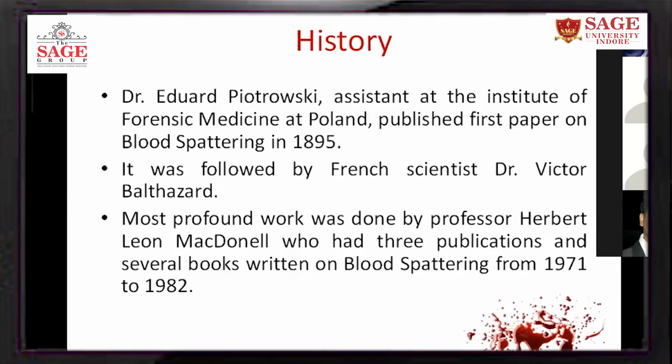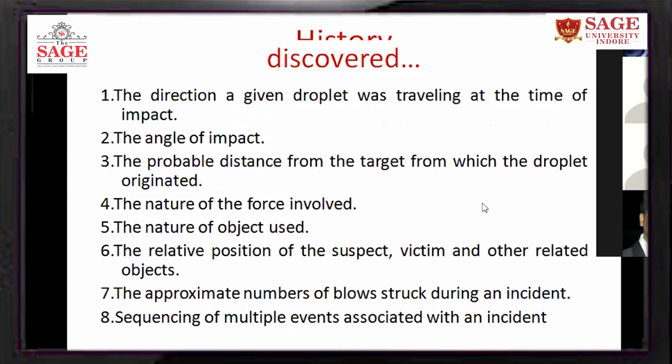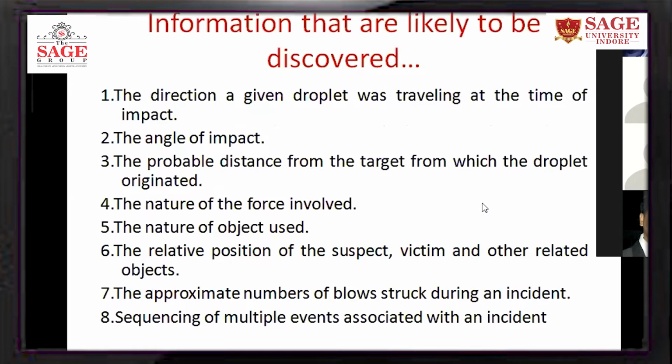Now we'll talk about the information we can gather once we study a crime scene for blood spattering, what all we can get to know from blood spatters present on a crime scene. The first is the direction of a given blood droplet when it struck the surface. What was the direction of its travel? Was it traveling from left to right or right to left? So it will show you where the victim was standing or sitting or lying. Position of victim, it will show. By direction, we will talk about it in next slides.